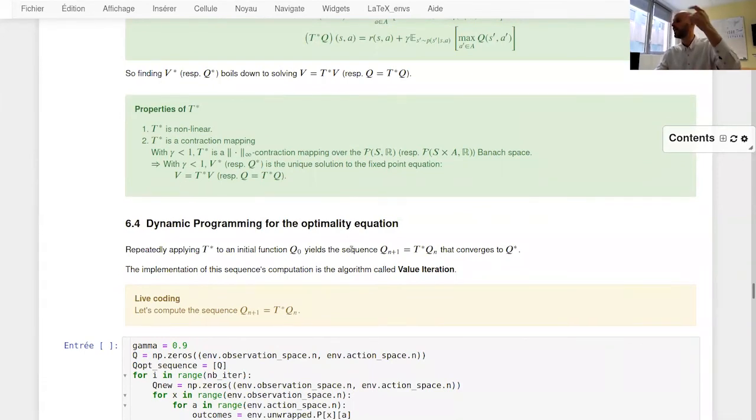And we've just seen that a policy that is greedy with respect to Q star is optimal itself. So if we can compute Q star, we can deduce an optimal policy. So we have characterized an optimal policy. We know that repeatedly applying T star to an initial function Q zero yields the sequence Qn plus one equals T star of Qn, and that sequence converges to Q star. That's the property of being a contraction mapping. The implementation of this sequence's computation is the algorithm that we call value iteration.